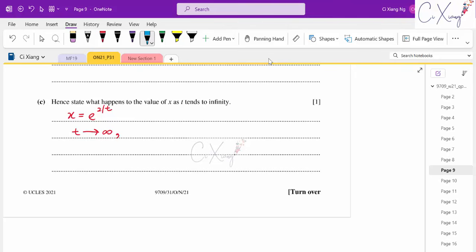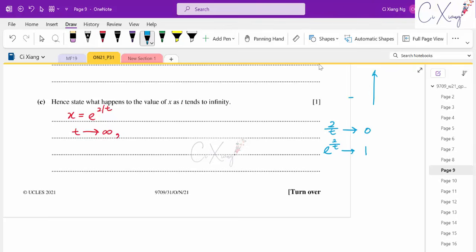If t is infinity, 2 over t will give you the value 0, because 2 is divided by a super large number. You assume that t is a super large number, so 2 divided by a super large number gives a very, very small value, which we can assume equals 0. It approaches 0. So if 2 over t approaches 0, what happens to e power 2 over t? That means you're having something like e power 0, and for e power 0, basically you're having 1.